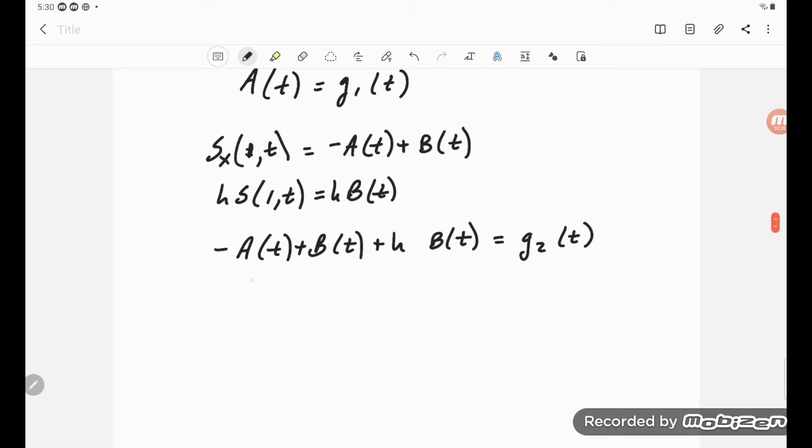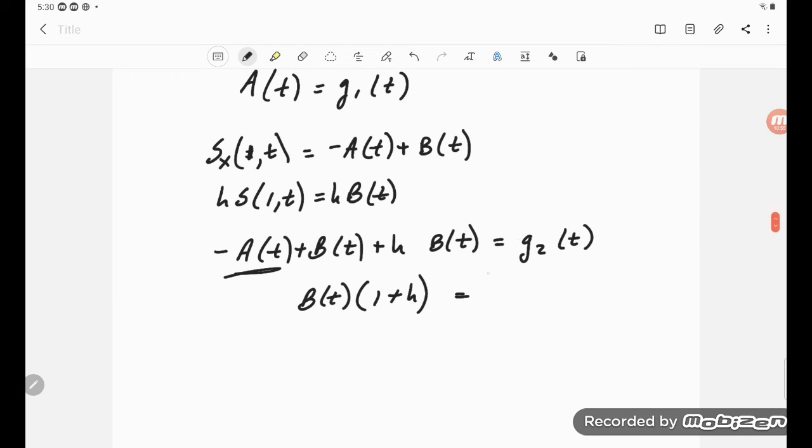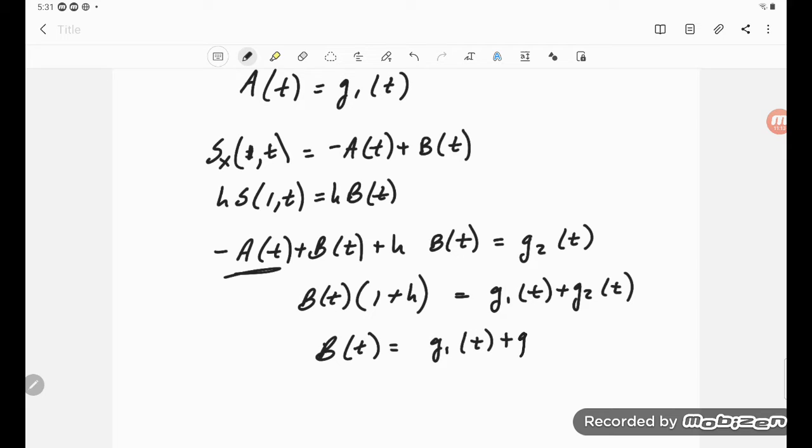And A of t again was G1 of t, so we get B of t. Factor out the B of t, I get 1 plus H here. And we have is equal to, this was G1 of, minus G1 of t, so I get a G1 of t plus G2 of t. Now divide by 1 plus H, and we get our B of t is G1 of t plus G2 of t over 1 plus H.